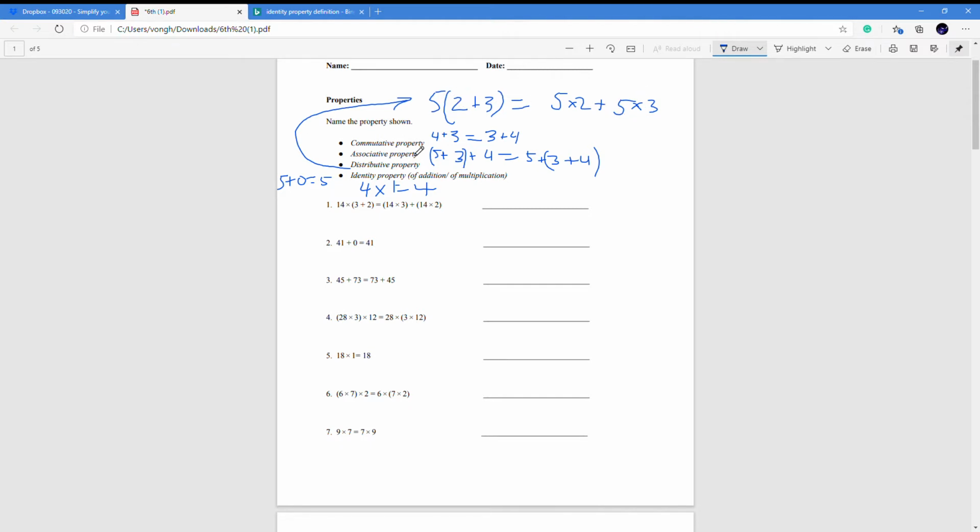So for number 1, it's the distributive property because you distribute the 14 to the 3 and the 2. So it's 14 times 3 and 14 times 2. That's how you distribute. So it's the distributive property. And the rest is pretty straightforward as long as you memorize the definitions for each property.